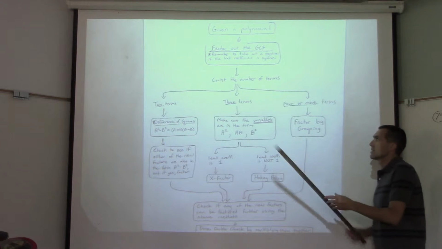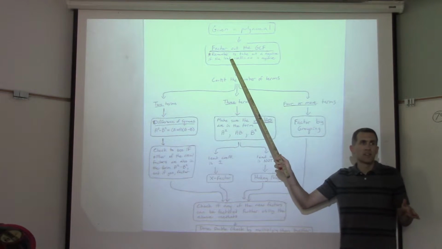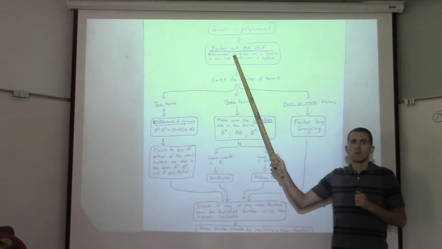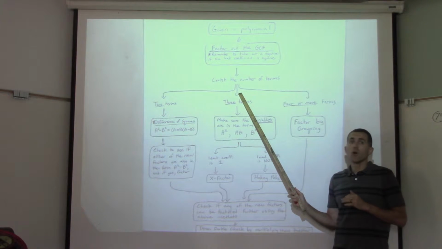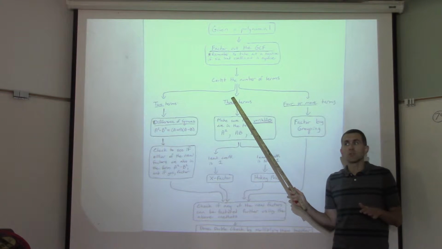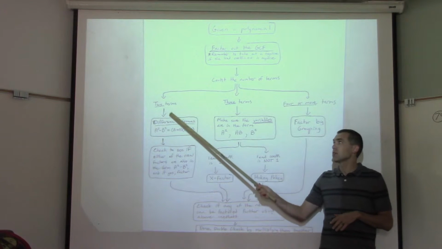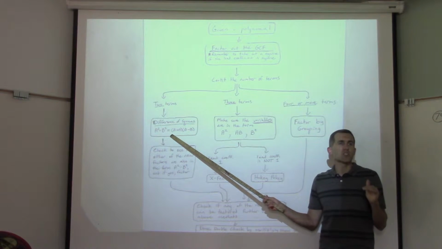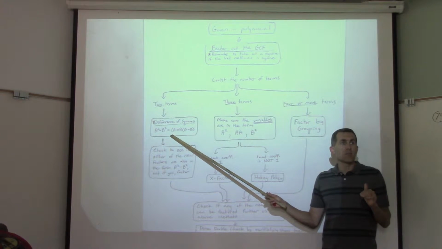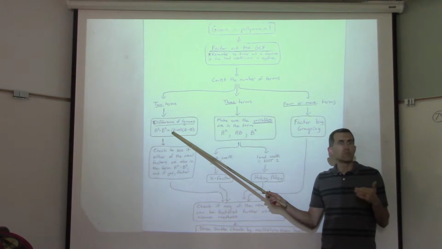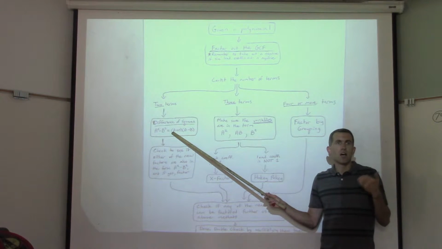So, first thing, take out a GCF. If there's a negative, take that out too. Then after that, all you have to check is how many terms there are. If there are 2 terms, you have one and only one thing to check. Is it a squared minus b squared? If it is, do it. If it's not, you're done.